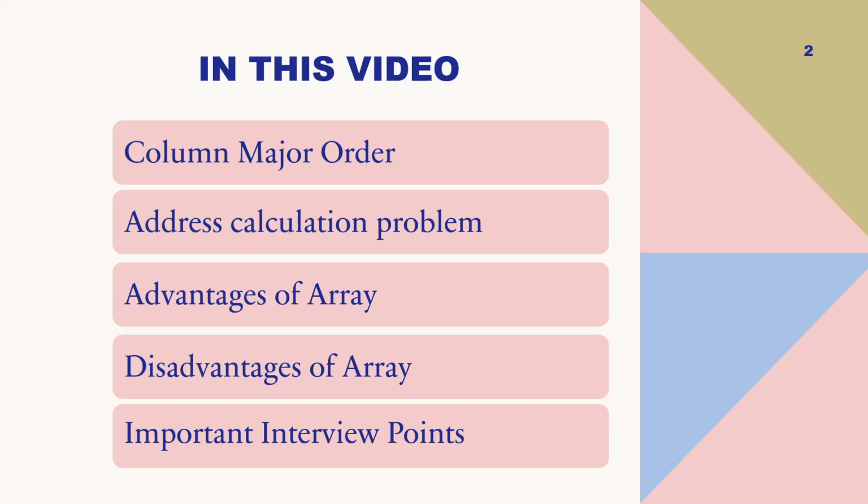In this video, we are going to continue our discussion on 2D arrays. First, we will understand the column major order, where array elements are stored column by column in memory. Second, we will solve the address calculation problem so you can clearly understand how memory addresses are calculated.